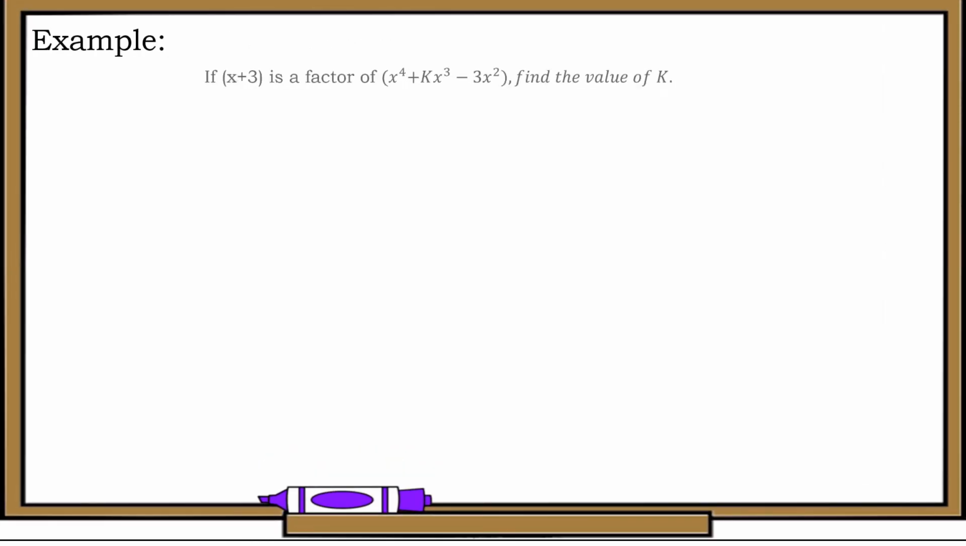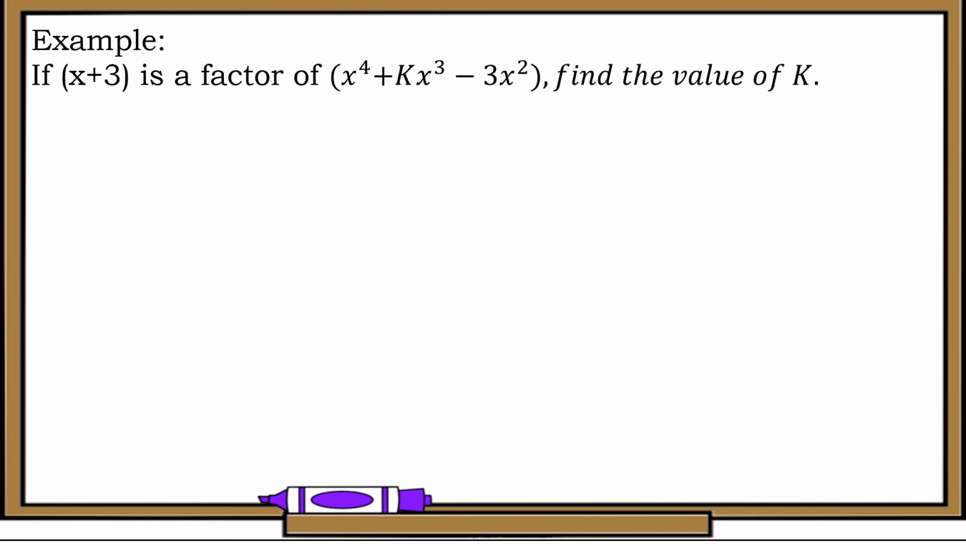Another example. If x plus 3 is a factor of x to the fourth plus kx cubed minus 3x squared, find the value of k. According to the problem here, x plus 3 is a factor. So, expect natin, if x plus 3 is already the factor, there is no remainder. So, ang pinapahanap sa atin dito ay ang value ng k. What is k? So, pwede tayong mag-calculate for P of x.